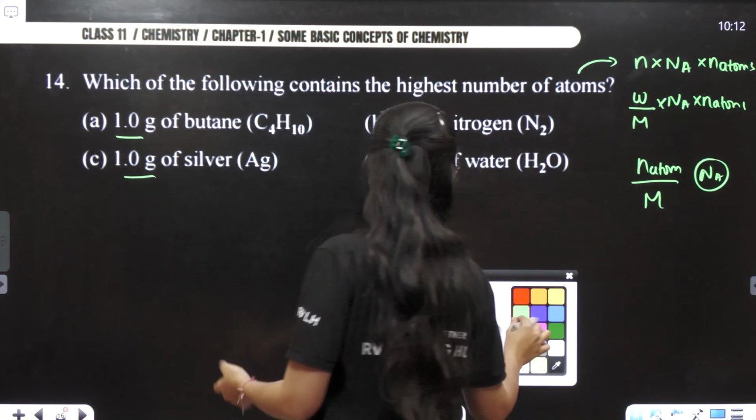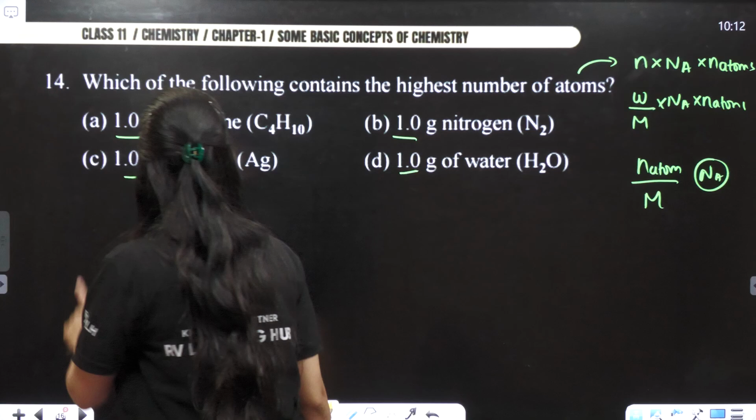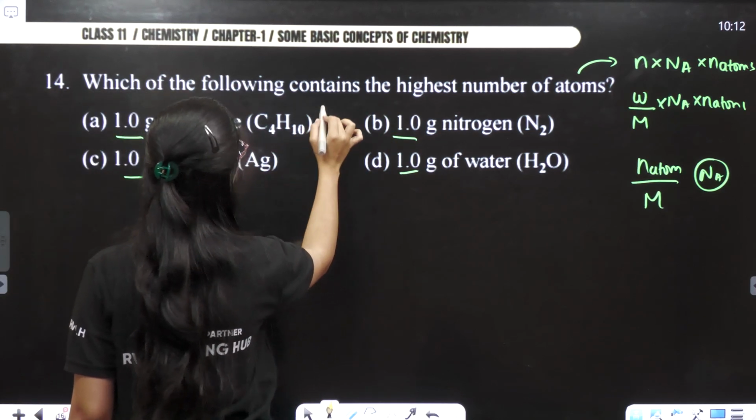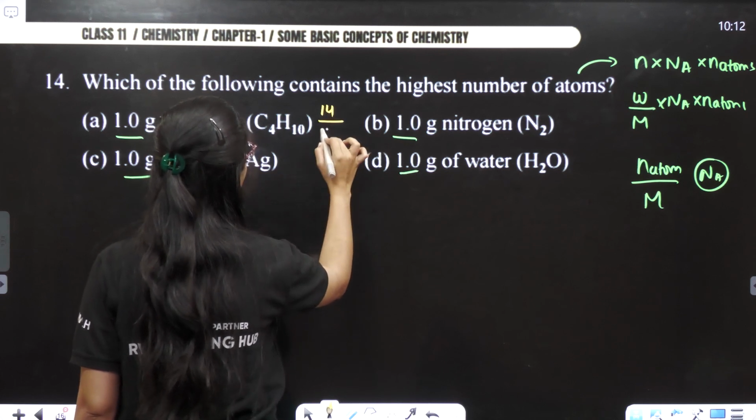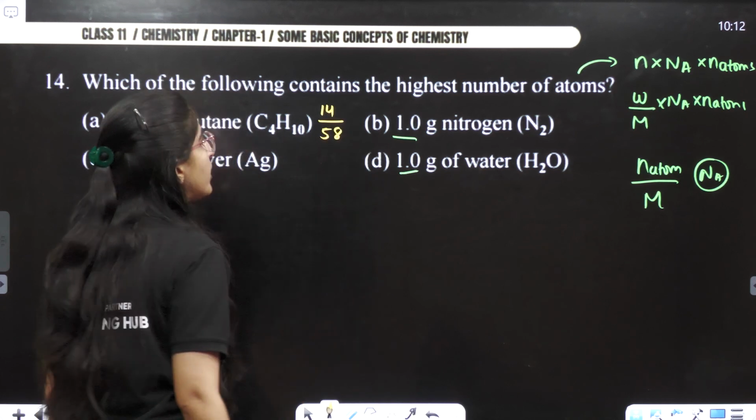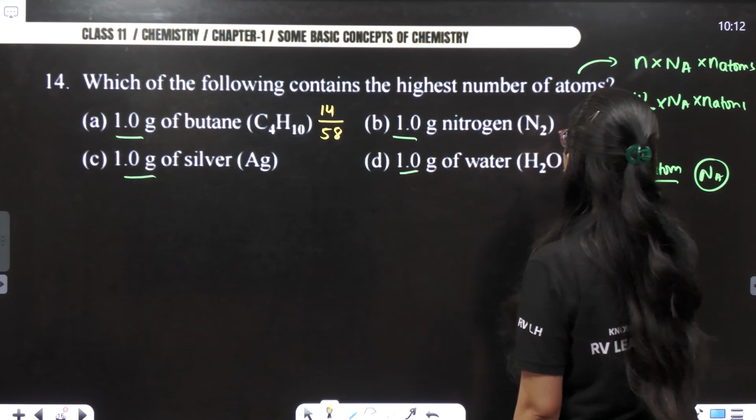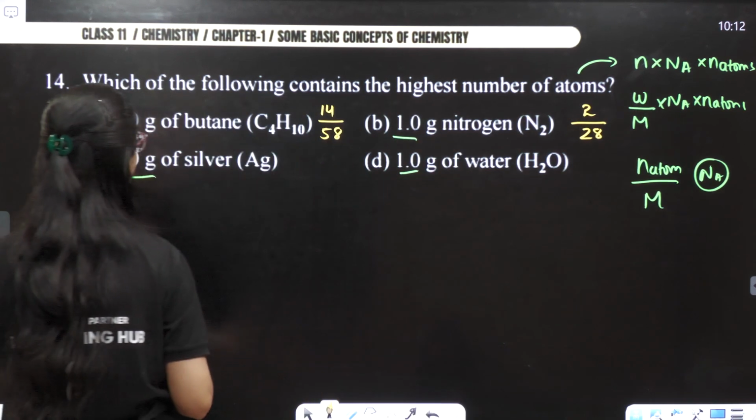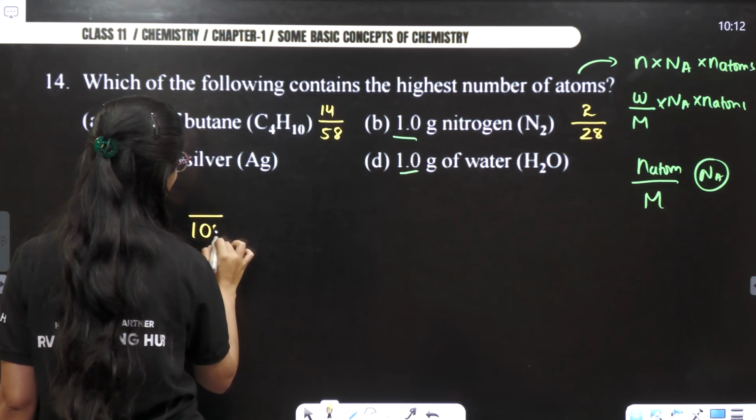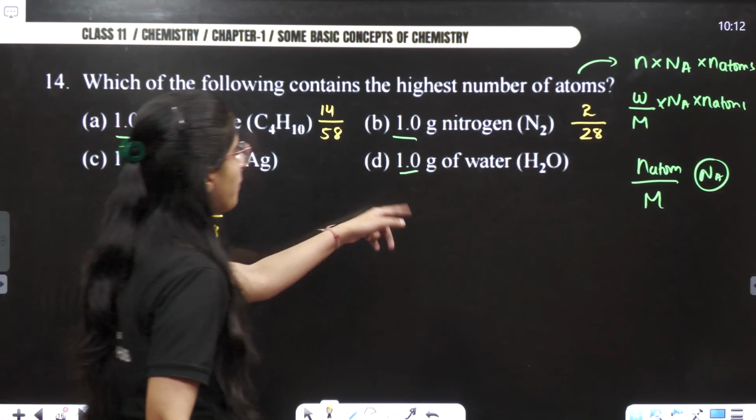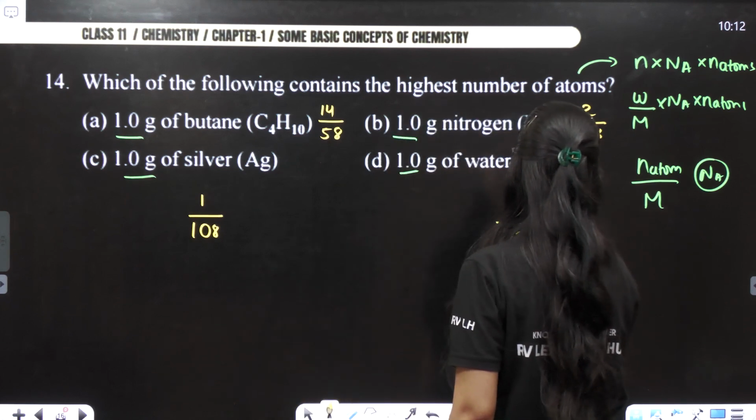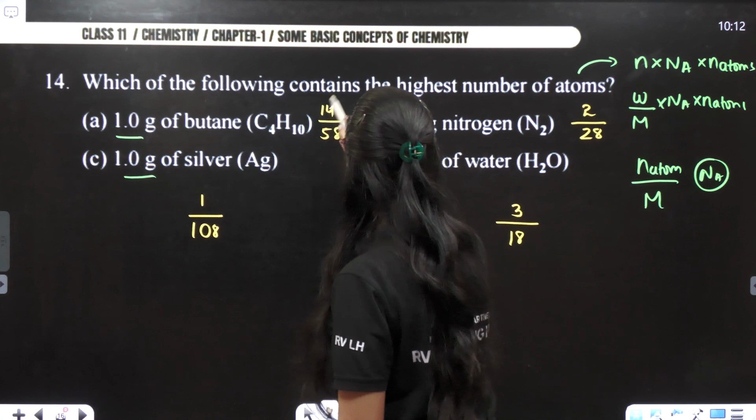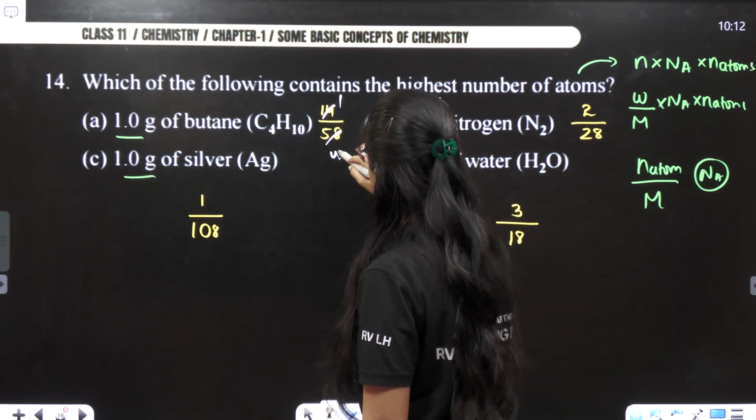So write the ratio for each of the following cases. So for first one, what will be the ratio? Here it is number of atoms is having 14, and what is the molecular mass? 58. For second one, what is the molecular mass? 28, and how many atoms? There are 2 atoms. And in the next case, how many molar mass? 108. How many atoms? 1 atom. Molar mass 18. How many atoms? 3. So now if you take the ratio here, it will come around 14, 4 point something it will come.